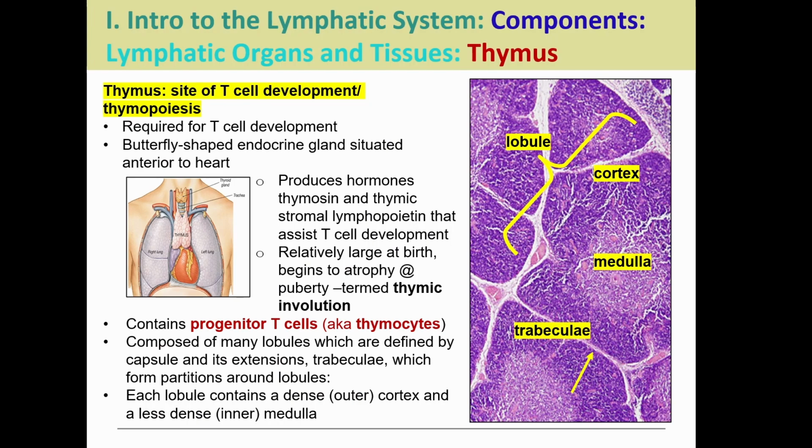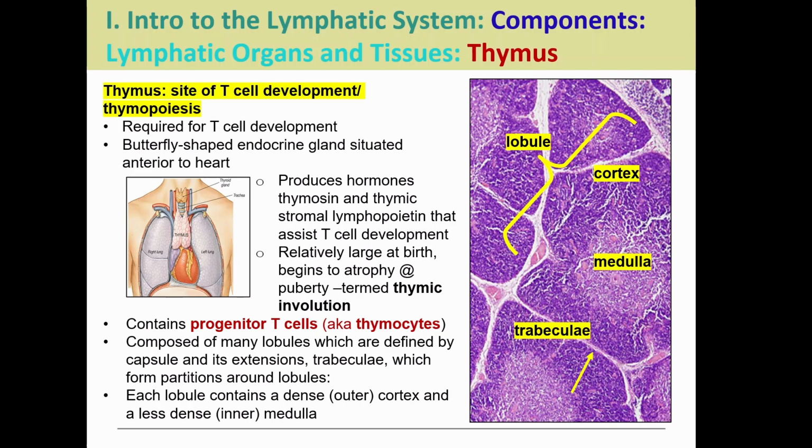So let's talk about some of these. Let's go into the thymus first. Now this is where we are developing T cells. Without the thymus, the T cells will not develop. It is going to be this butterfly-shaped endocrine gland just over the heart, kind of in front of it and above it. It's kind of superior and anterior to it.